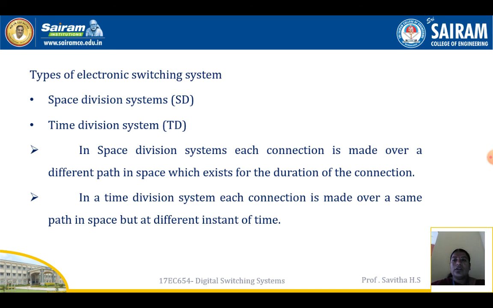Types of electronic switching: space division system and time division system. In space division systems, each connection is made over a different path in space which exists for the duration of the connection. In time division systems, each connection is made over the same path in space but at different instants of time.